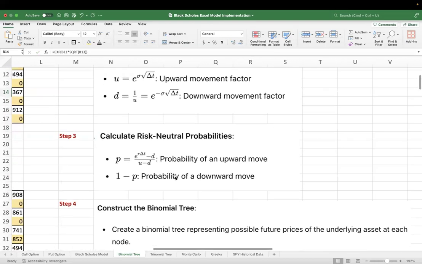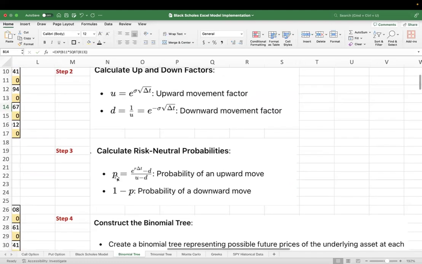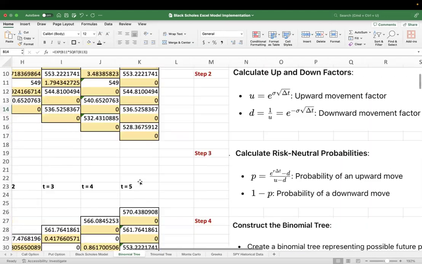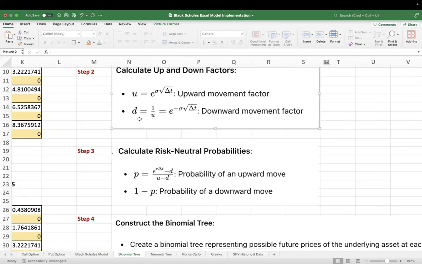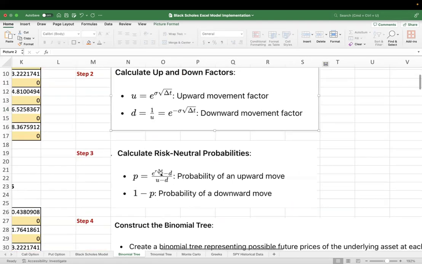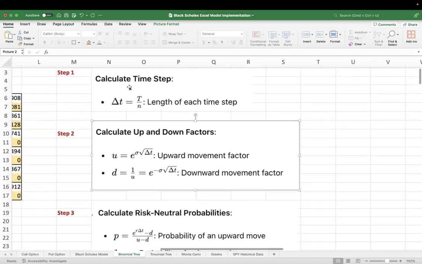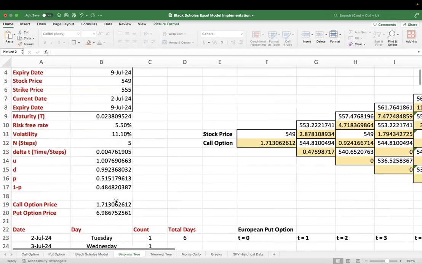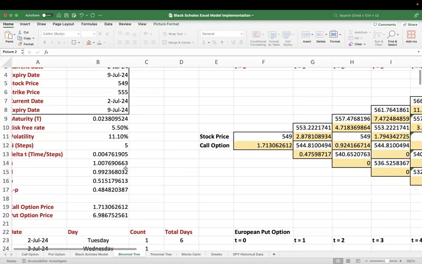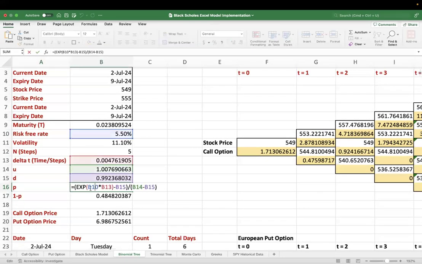So this was our step 2. Step 3 is what? Calculate the risk neutral probabilities. How will you calculate the risk neutral probabilities? By using this formula: e to the power r delta t minus d, divided by u minus d. From step 2 we have u and d, and from step 1 we have delta t. So we'll just input the values of delta t, u and d to arrive at p. What is p? It is e to the power r delta t minus d divided by u minus d. I've just implemented the formula, I've not done anything else.